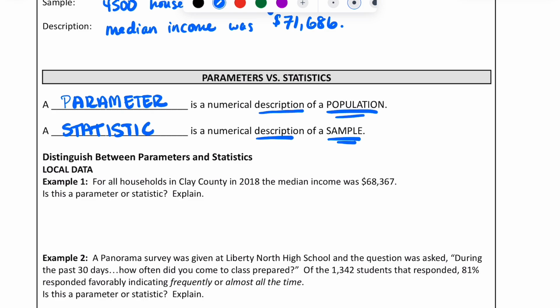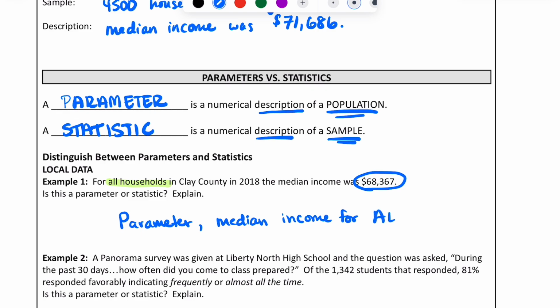For the very first one, it says in example 1, for all households in Clay County in 2018, the median income was $68,367. Is this a parameter or a statistic? Well, let's look for some keywords here. If we look at that first sentence, we notice it says all households. Since all households were covered in this study, this means that that numerical measure of 68,367 is going to be a parameter, since it is the median income for all households.